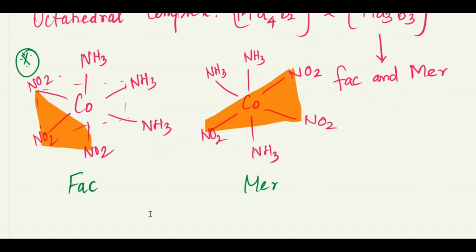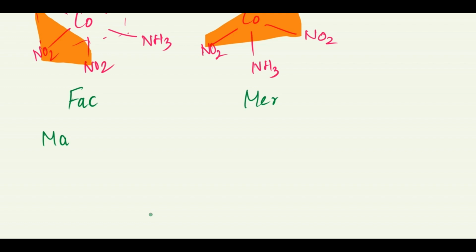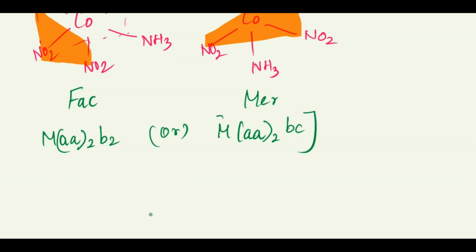Then the next type would be MA2B2, or it can be of the type MAA2BC. Okay. So in this case also cis and trans forms can be exhibited. AA I am referring to a bidentate ligand. Okay, if the bidentate ligands are on the same side, then that would be cis. If that is on the opposite side, then that belongs to trans.